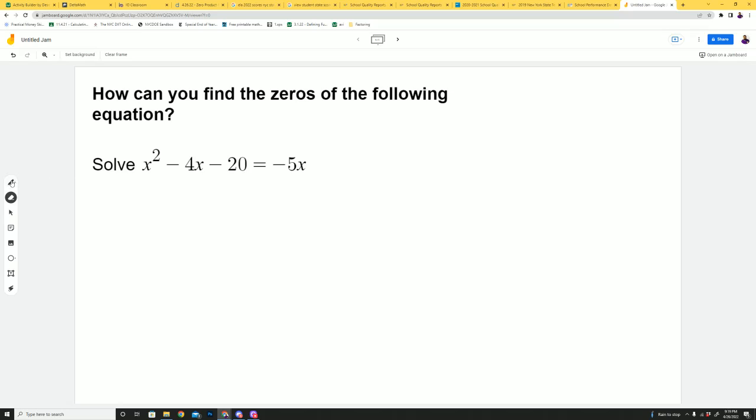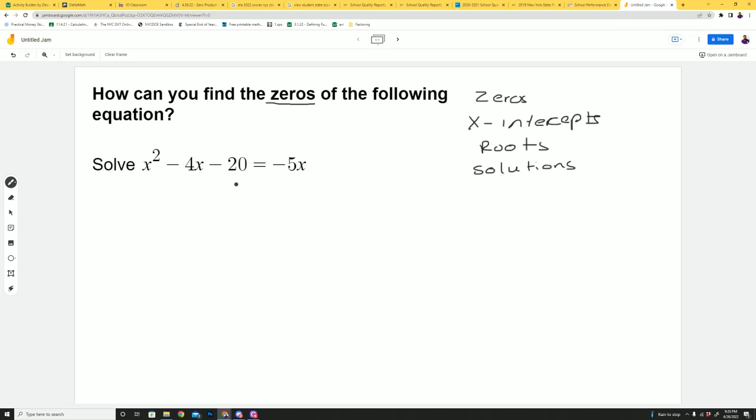Hey everybody, so we're finding the zeros of the quadratic equation here. When we say zeros, these four words all mean the same thing: we have zeros, x-intercepts, roots, and solutions. These all mean the same thing when they're asking you to find them for quadratics.